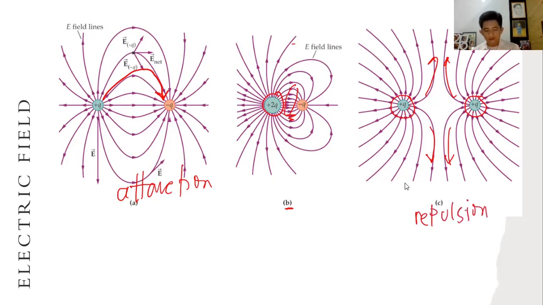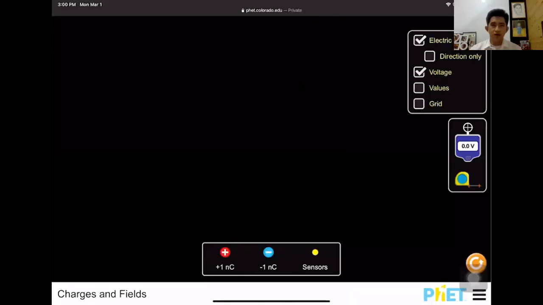So if it's a negative, you will notice that it will also repel with one another. So let's try to look into the animation that I'm talking about. So we have here on this animation from PhET, the charges and fields. So I will place one charge of positive nanocoulomb.